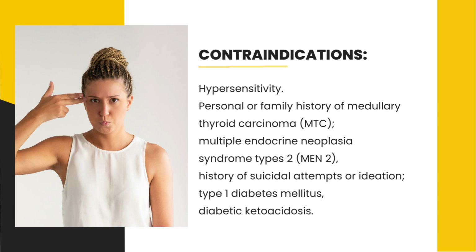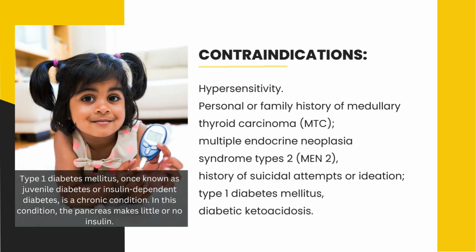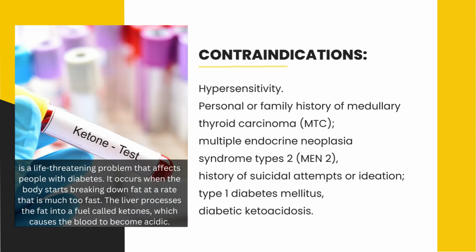History of suicidal attempts or ideation. Type 1 diabetes mellitus, once known as juvenile diabetes or insulin-dependent diabetes, is a chronic condition. In this condition, the pancreas makes little or no insulin. Diabetic ketoacidosis is a life-threatening problem that affects people with diabetes. It occurs when the body starts breaking down fat at a rate that is much too fast. The liver processes the fat into a fuel called ketones, which causes the blood to become acidic.